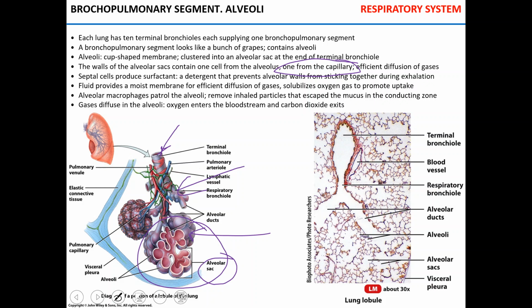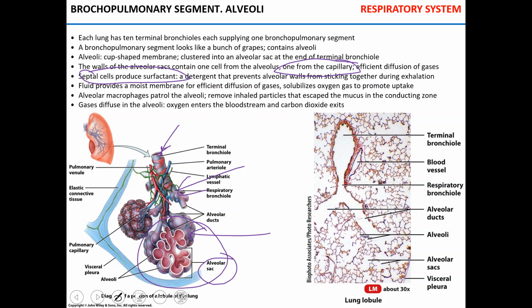In alveoli, you also can find septal cells that produce surfactant. This surfactant prevents alveoli from collapsing and sticking together when you exhale. It reduces the surface tension of the alveolar walls. Fluid also makes the gas diffusion across the respiratory membrane, from the alveolus into the blood, more efficient. So far we figured that there are septal cells that produce surfactant.